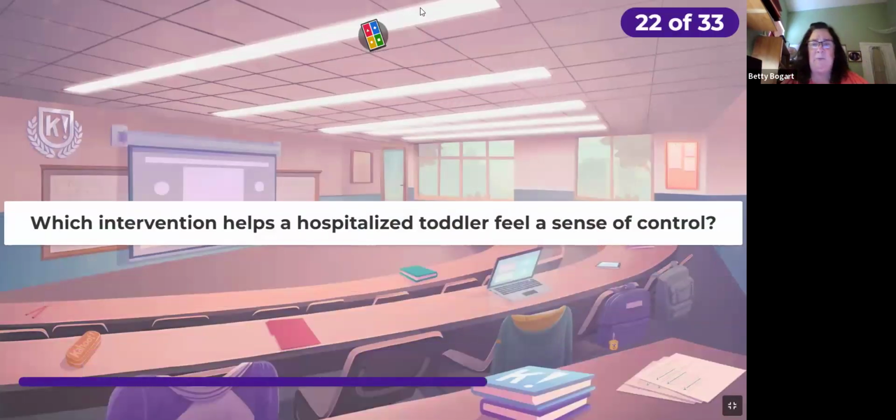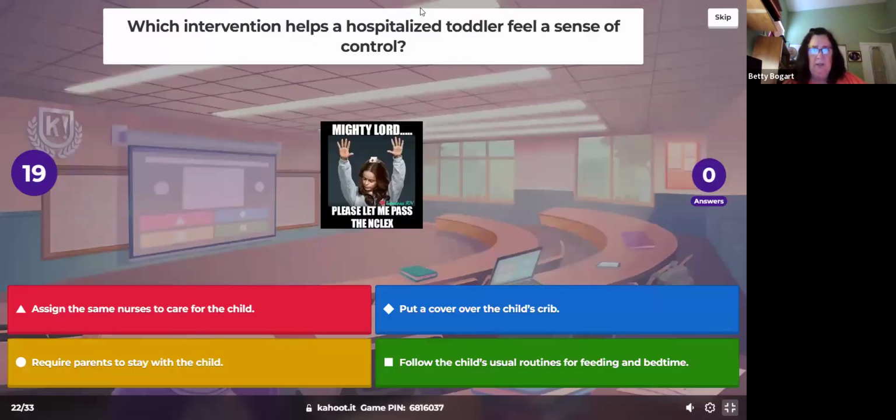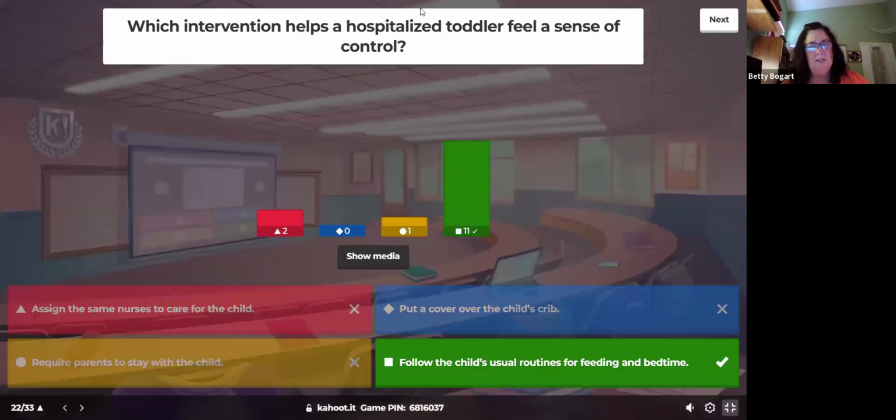Which intervention helps a hospitalized toddler feel a sense of control? Now, having a toddler in a hospital is pretty hard. You know, toddlers don't like change of environments. So, number one is that if we can follow the routines that that child has had at home, the child will be better. I mean, if a parent can stay at the bedside at all times, oh my God, that's exactly what they need. But many parents have to work. They have other children, other commitments. They can't, and they have to sometimes leave and come back, right?